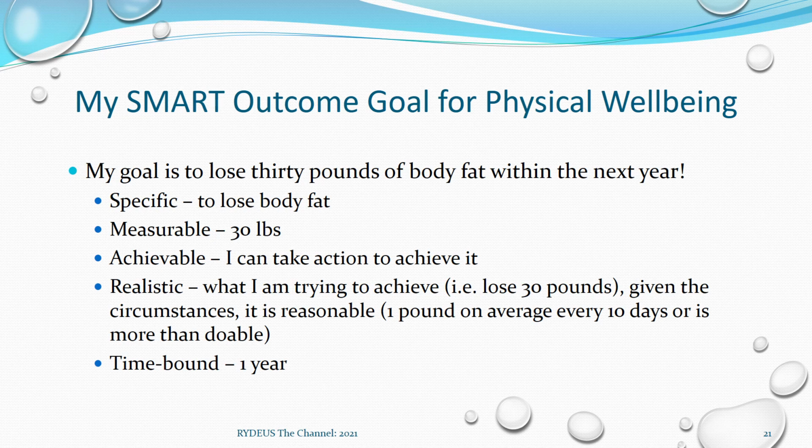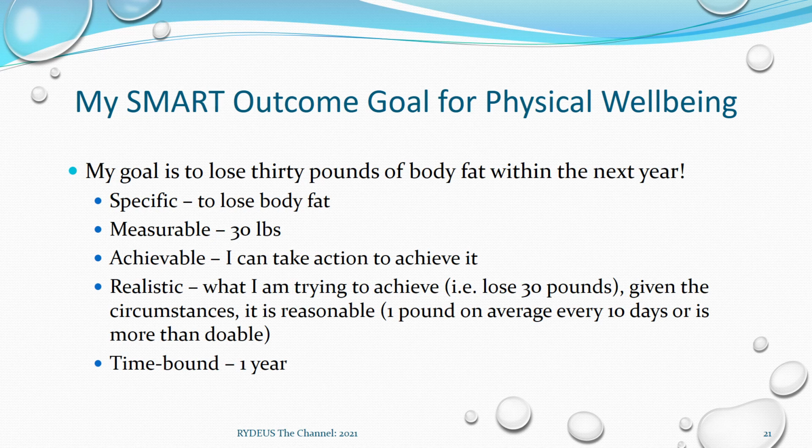Achievable. I can take action to achieve it because I am able-bodied, so I can begin a walking program, I can begin an exercise program, I can begin recreational sport. So it's achievable. I can take action to achieve it. It's realistic. What I'm trying to achieve, that is to lose 30 pounds, given the circumstances that I can exercise, I can participate in sport, it is reasonable because I could lose on average 1 pound every 10 days and still achieve the goal that I set. It's reasonable to expect that an individual could lose 1 pound every 10 days or so.